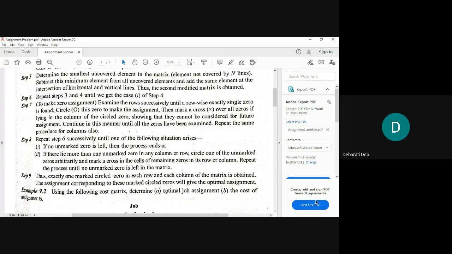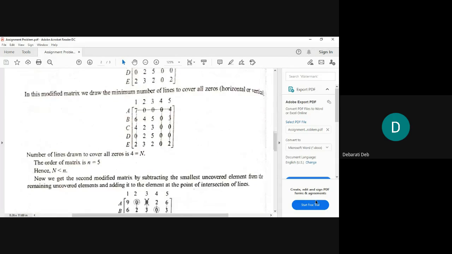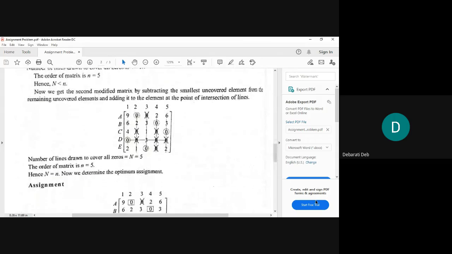Then what will you do? You will circle one of the unmarked zeros arbitrarily, just randomly, and mark a cross in the cells of the remaining zeros in those rows and columns. Then you will repeat this process until no unmarked zero is left in the matrix. The point is that there should be no zeros left out in the matrix.